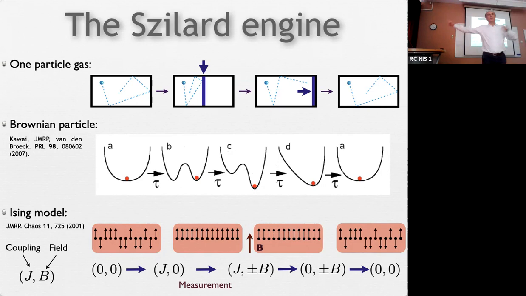So the operation is also much more clear. The Maxwell Lehmann has to open and close, and here in a single cycle, you have a single measurement and a single operation. That's it. So it's much cleaner, and then people can do theory with this much easier.